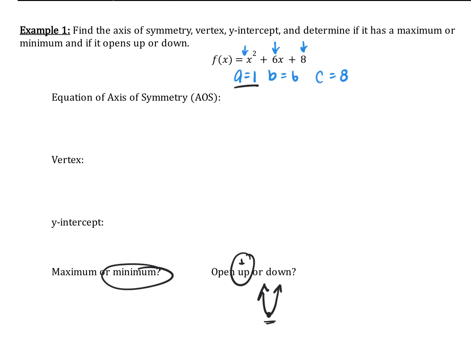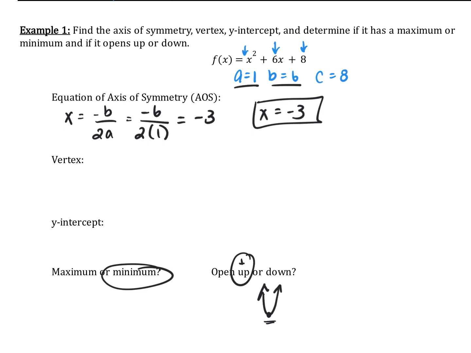All right, now let's look at our axis of symmetry. X equals opposite B over 2A. Well, I'm going to plug in my numbers. B is 6. The opposite of B is negative 6, right? So I'm looking at opposite B over 2 times, well, my A is 1. So if I solve this, negative 6 divided by 2 really is negative 3. Okay, so x is equal to negative 3. Ta-da! All done.